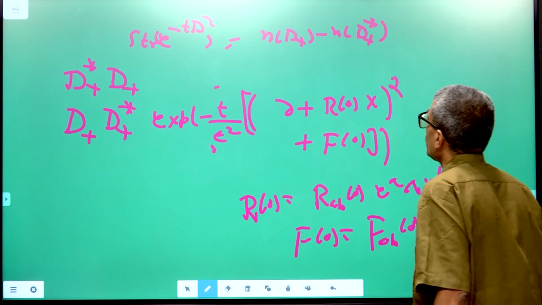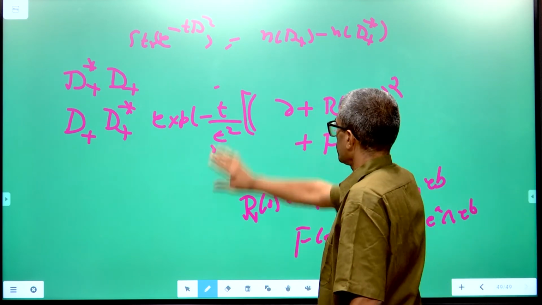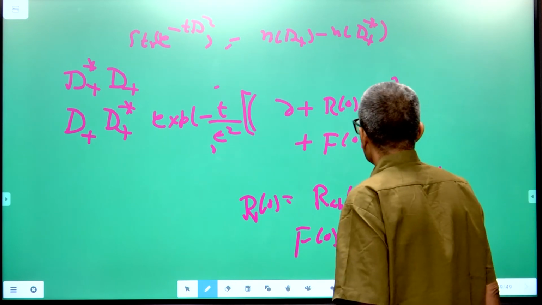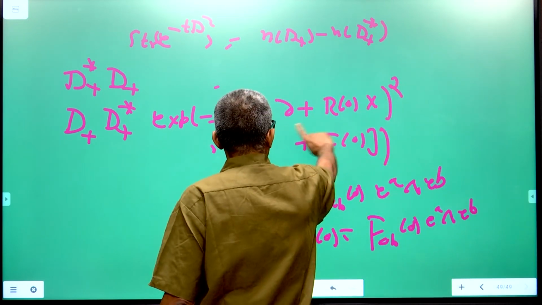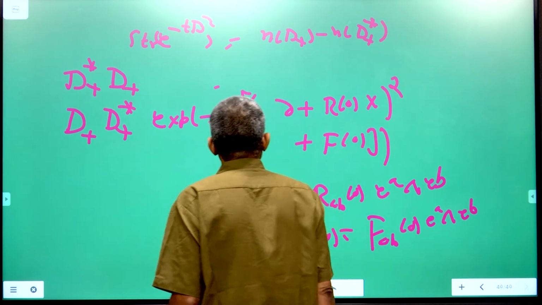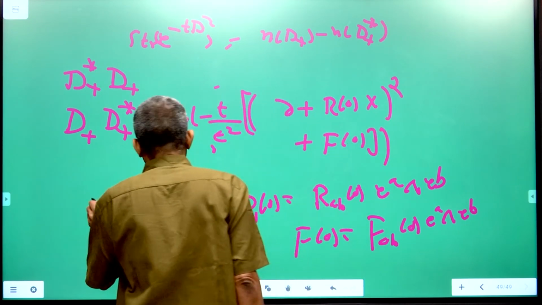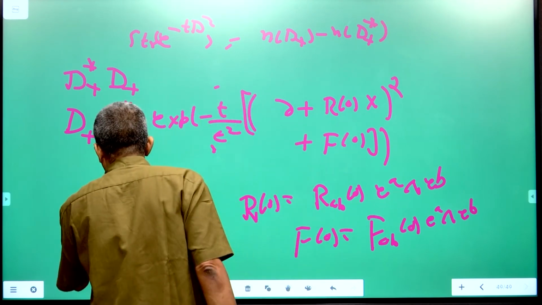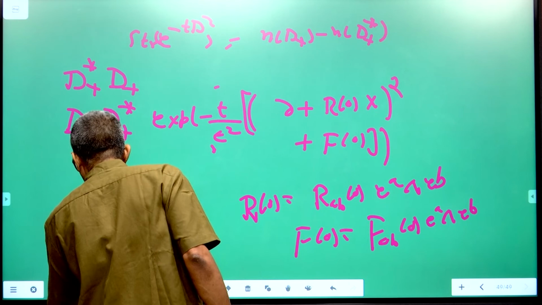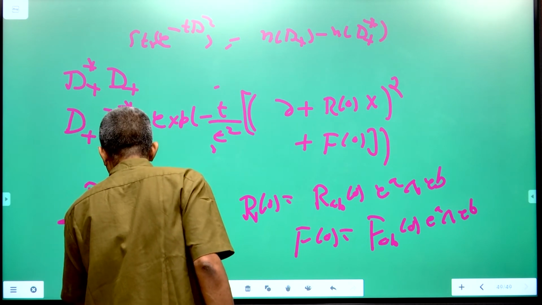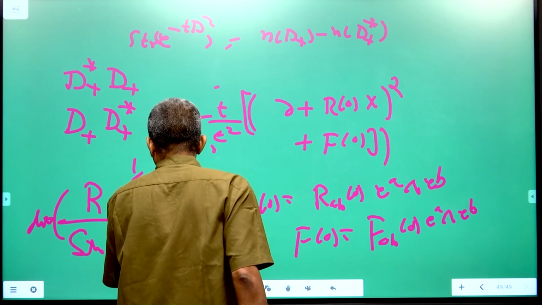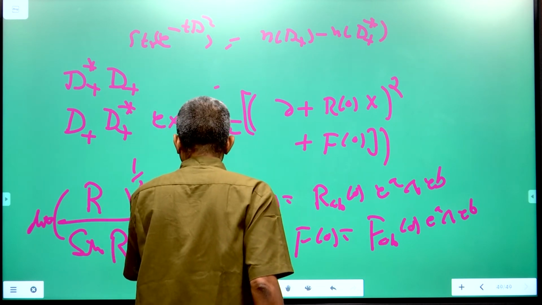So it gets contribution only from the 0 modes of the Dirac operator. It gets contributions only from the 0 modes of the Dirac operator, and computing this supertrace, computing this exponential, is nothing but computing the evolution operator of a supersymmetric harmonic oscillator Hamiltonian, and we know that the result is sinh R for the normal Hamiltonian, determinant R to the power half into e to the power minus F0.